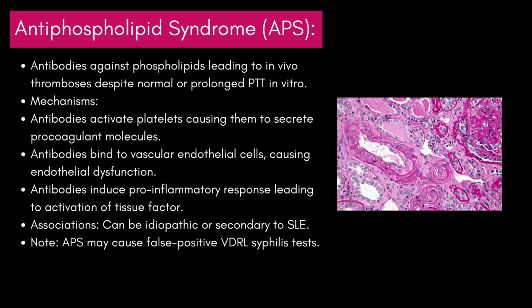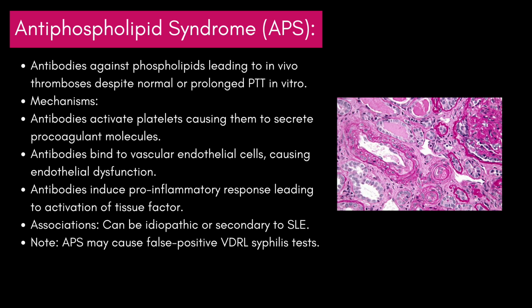Antibodies against phospholipids leading to in vivo thromboses despite normal or prolonged PTT in vitro. Mechanisms: antibodies activate platelets, causing them to secrete procoagulant molecules. Antibodies bind to vascular endothelial cells, causing endothelial dysfunction. Antibodies induce a pro-inflammatory response, leading to activation of tissue factor. Associations can be idiopathic or secondary to SLE. Note: APS may cause false positive VDRL, also known as venereal disease research laboratory, syphilis tests.